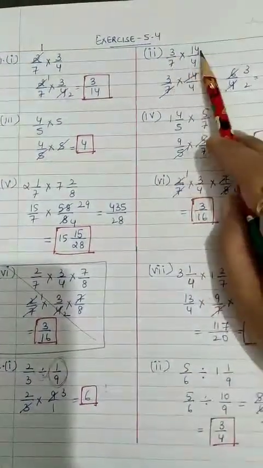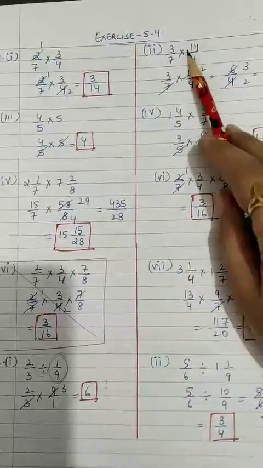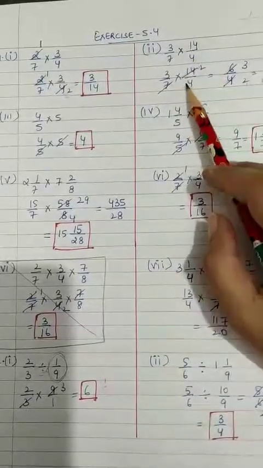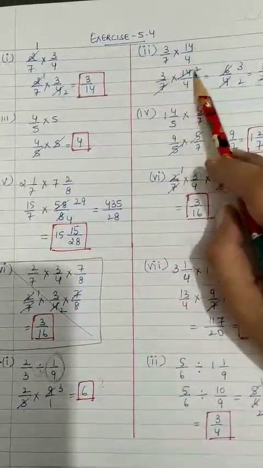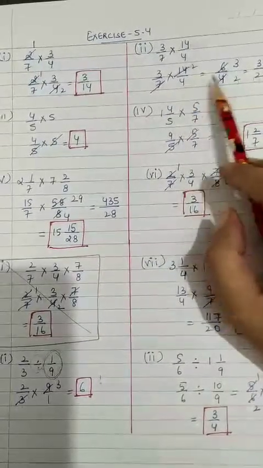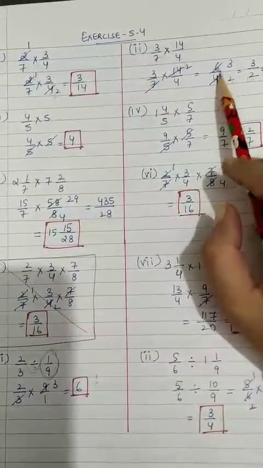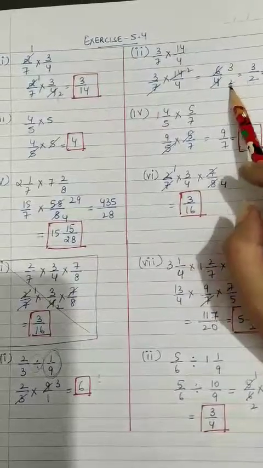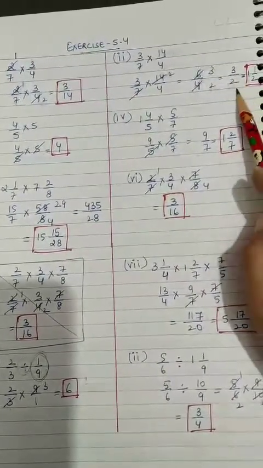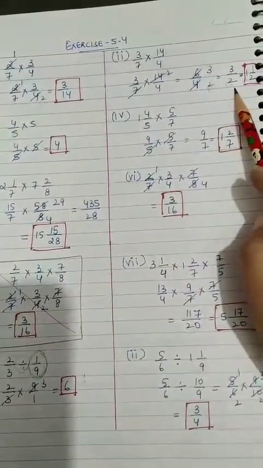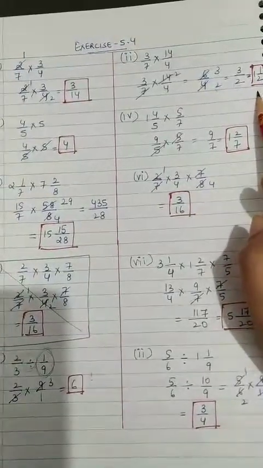Second part, 3 by 7 into 14 by 4. We can cancel 7 and 14. 7 ones are 7, 7 twos are 14. So I am left with 3 twos are 6 and 4. And 6 and 4 can be cancelled with the table of 2, which gives 3 by 2. So my final answer will be 3 by 2. But it is an improper fraction, so we can change this into a mixed fraction.